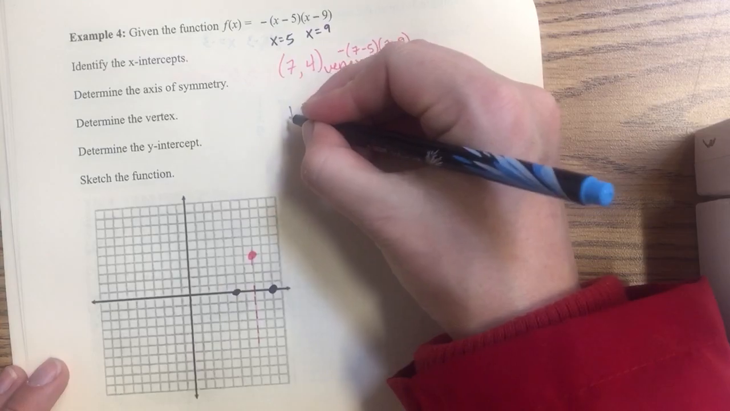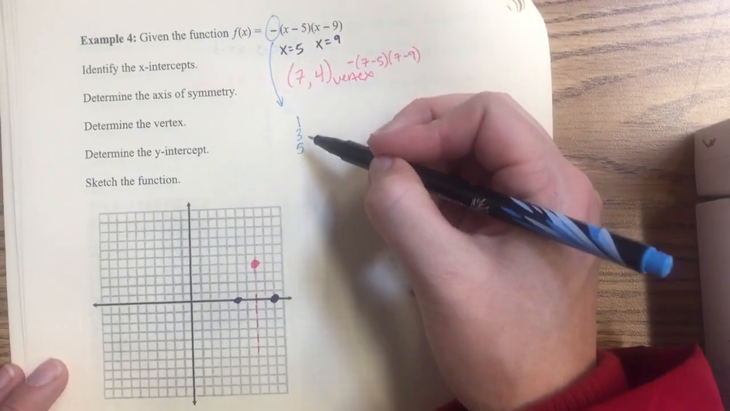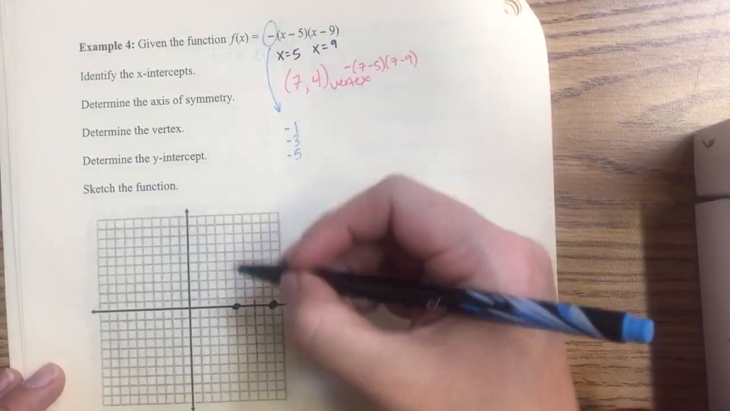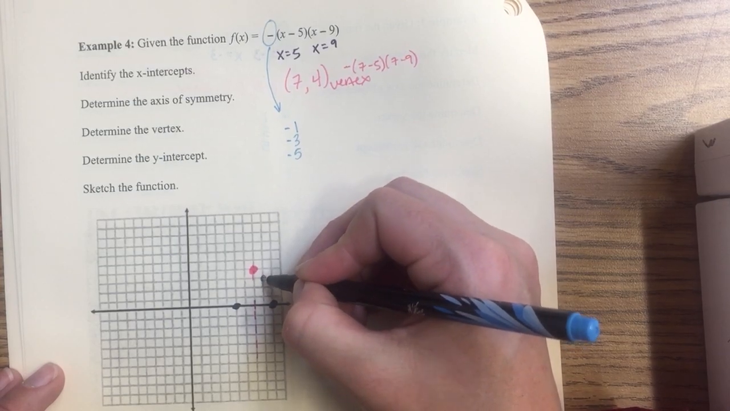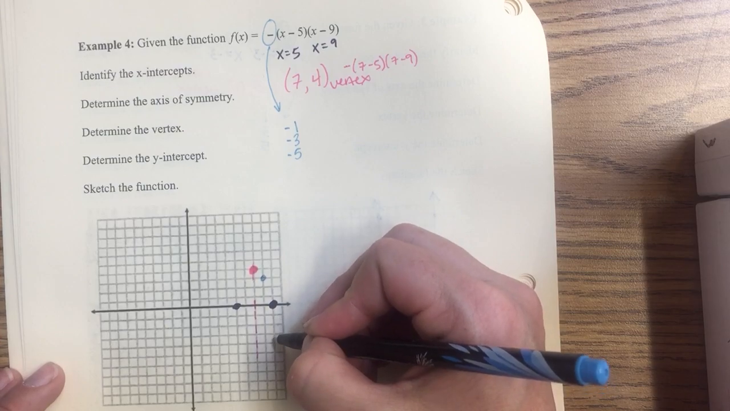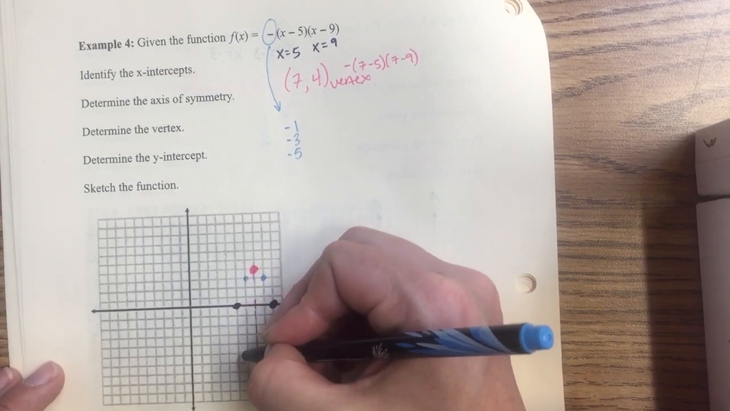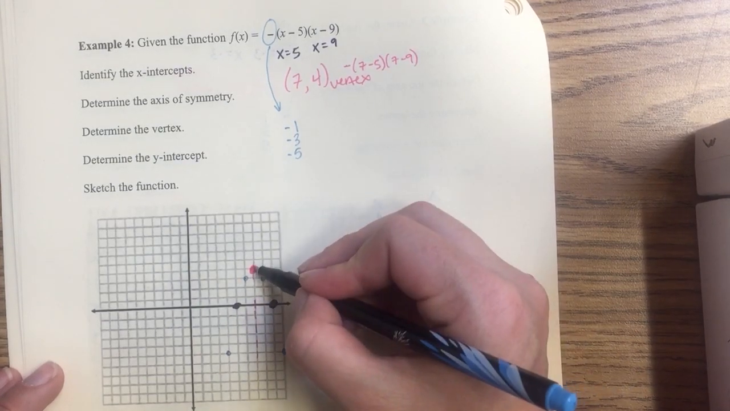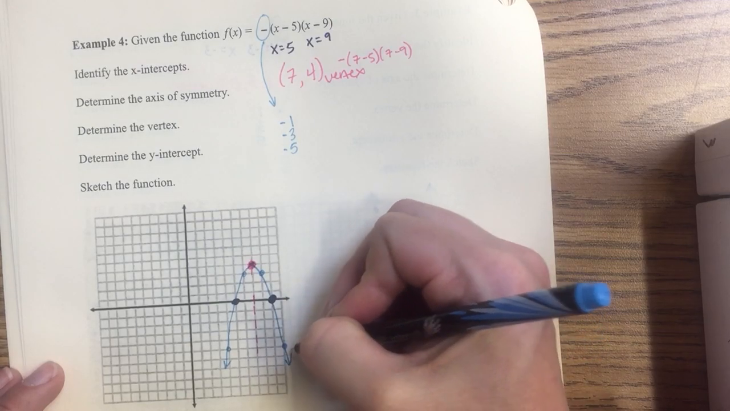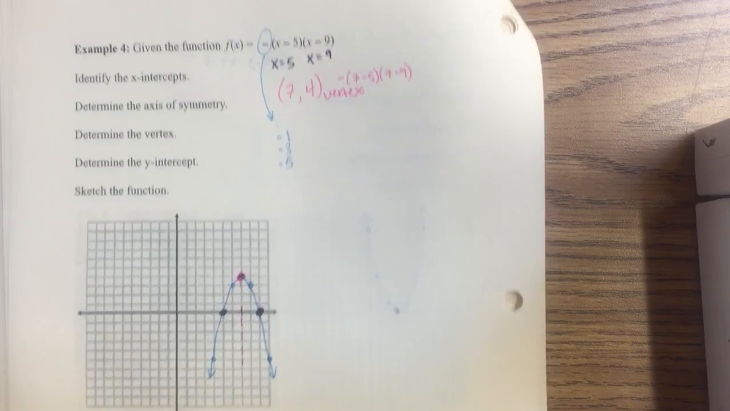Now my pattern, because of that negative in front, my 1, 3, and 5 are going to be negative 1, negative 3, and negative 5. Down 1 over 1. Down 3. Notice it hits that same point. Down 1, down 3, down 5. And it opens down because of the negative in front.